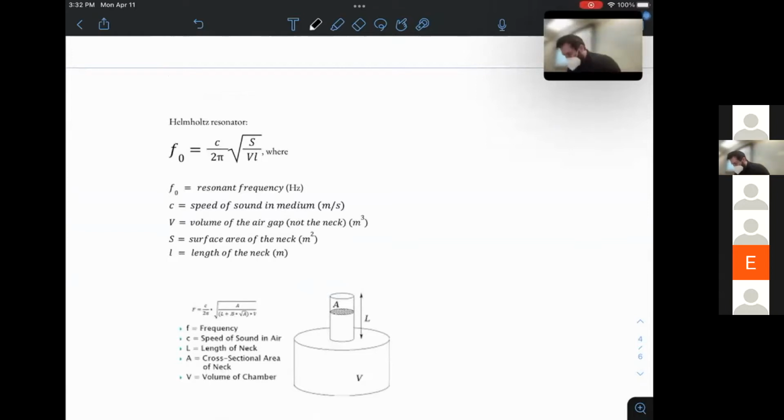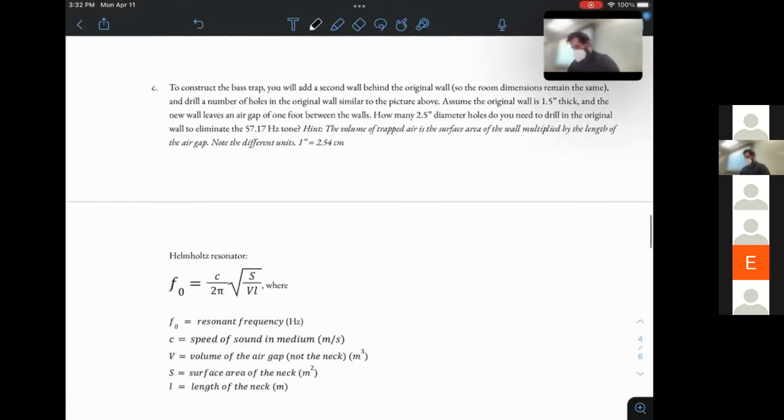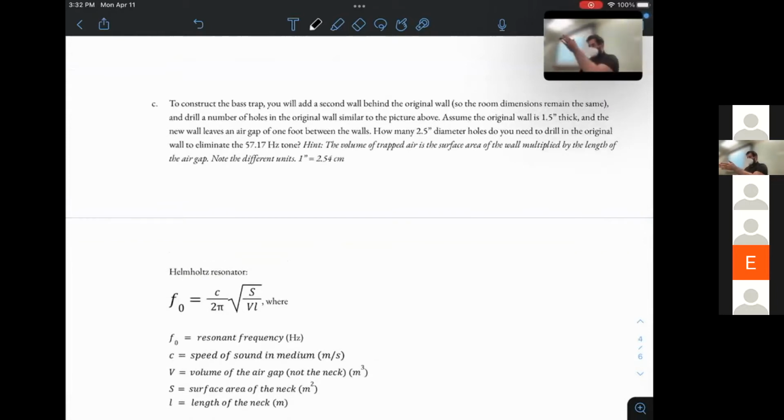The body, is that what they call it? I guess, right? The body of the Helmholtz resonator is that space behind the new wall, or the old wall and the new wall. Wait, which one's new? Sorry. The new wall, you build a second wall behind the original wall. Yeah, okay. So the old wall is the first one, and that's where the neck holes are, and the new wall is the one behind it. And the area between those two walls, that's the body of this Helmholtz resonator.